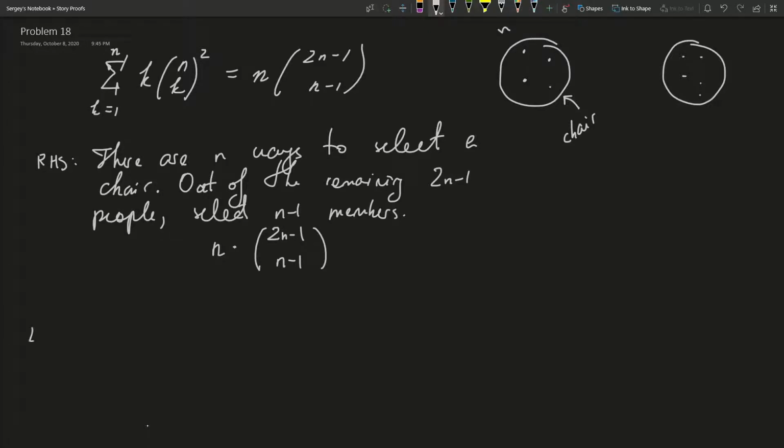Now let's look at the left-hand side. Let's rewrite this summation in the following way. k from 1 to n, k times n choose k, and we know that n choose k is the same as n choose n minus k. The reason we do this is because this expression makes it clear that we're considering selecting k people from the first group, and then n minus k people from the second group.